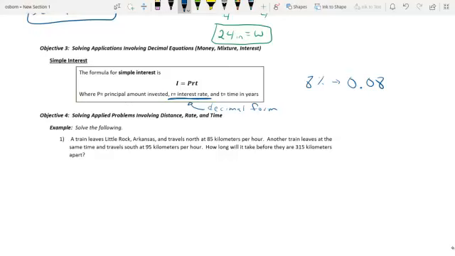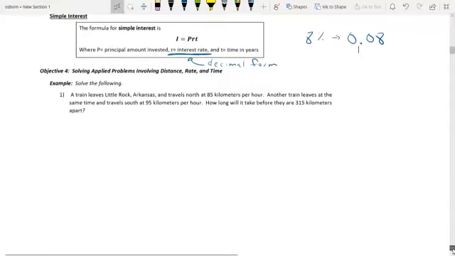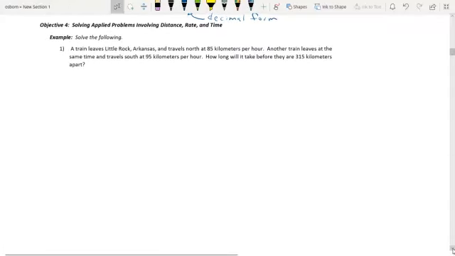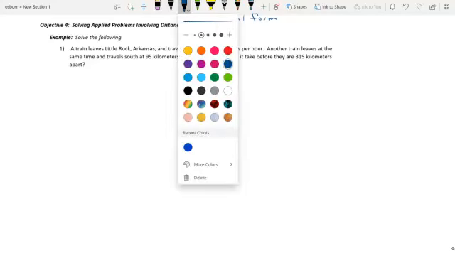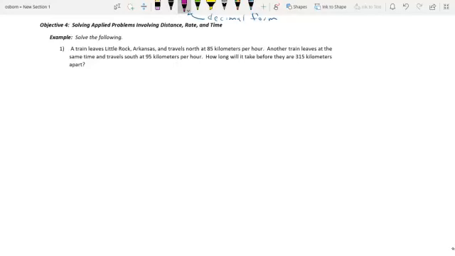All right, and let's look at our last word problem for this section, and that is a motion problem. You've already dealt with motion problems from intermediate algebra, but we're going to touch on them again in this class as well. All right, so you have a train that leaves Little Rock, Arkansas and travels north at 85 kilometers per hour. Another train leaves at the same time and travels south at 95 kilometers per hour. How long will it take before they are 315 kilometers apart?